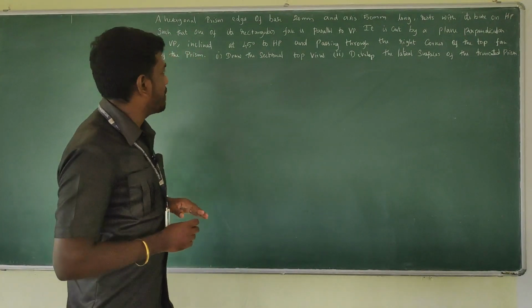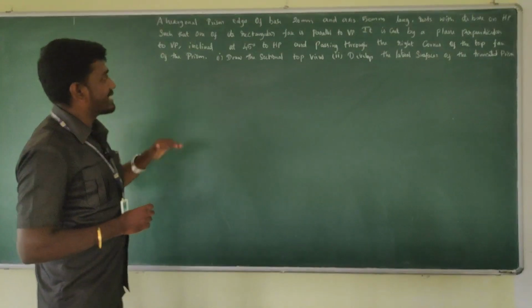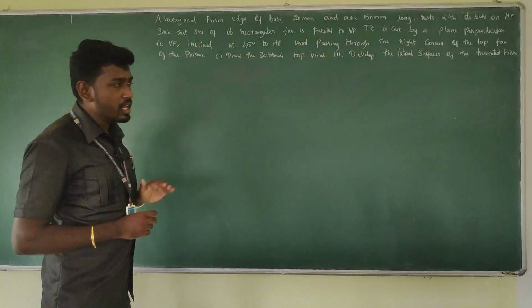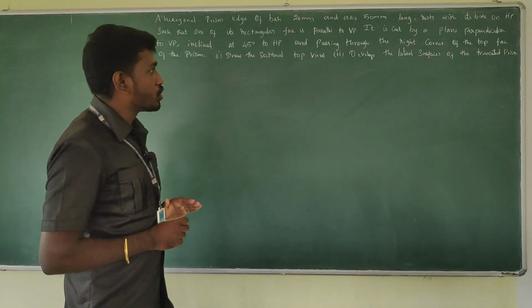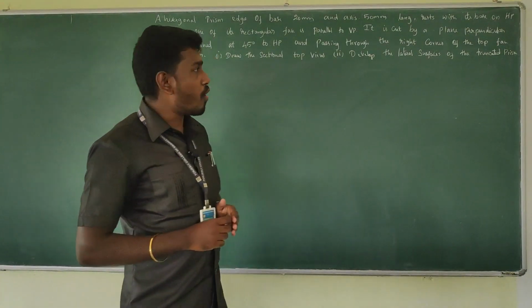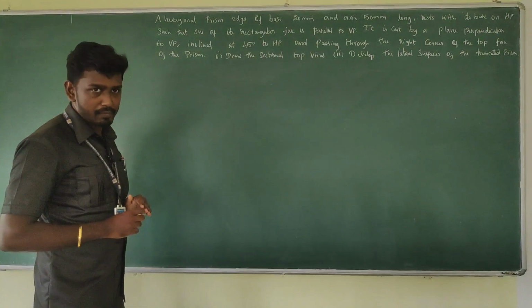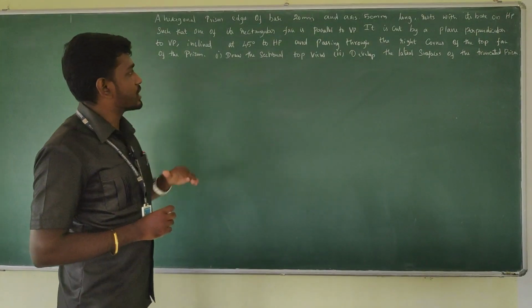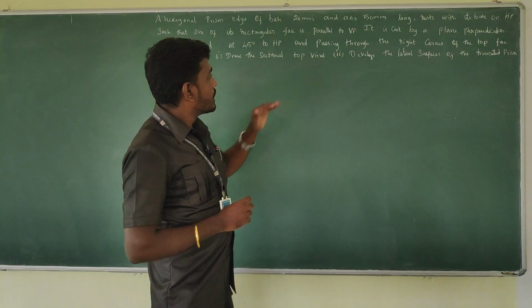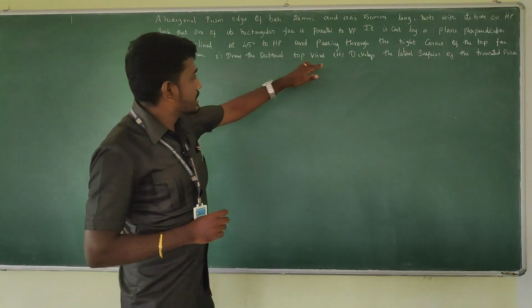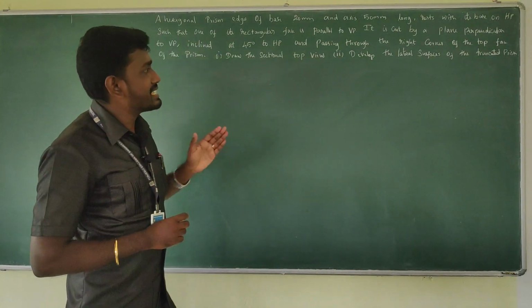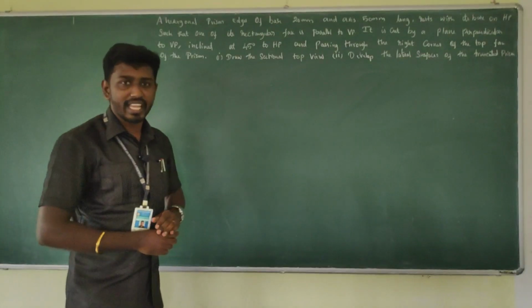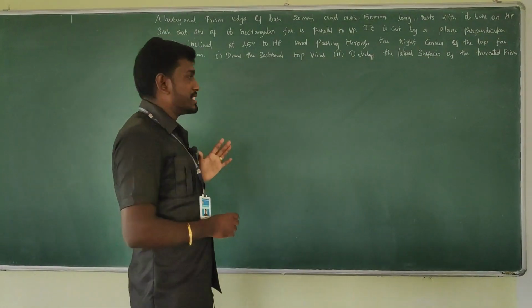It is cut by a plane perpendicular to VP, inclined at 45 degrees to HP, and passing through the right corner of the top face of the prism. First case, draw the sectional top view. Second, develop the lateral surface of the truncated prism. So this is the given question.